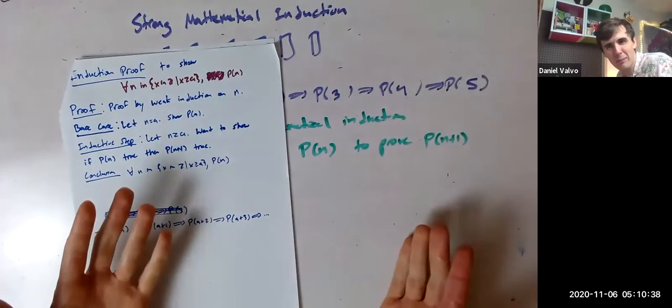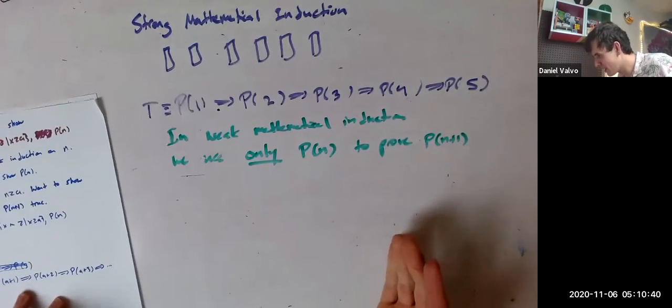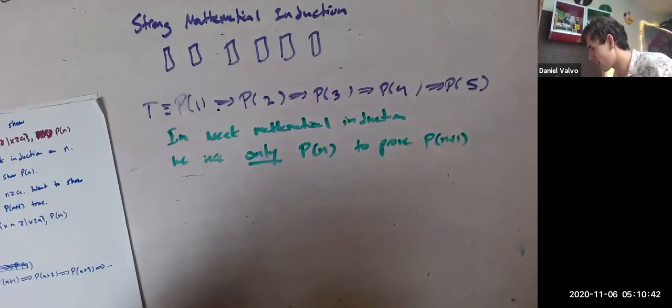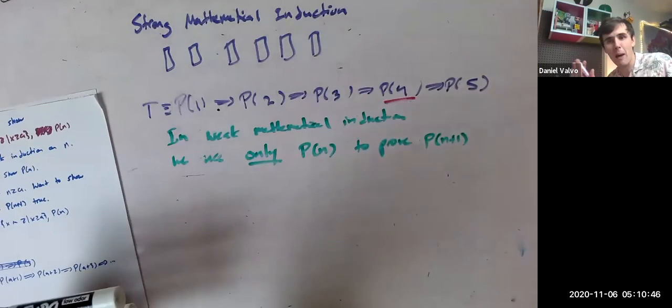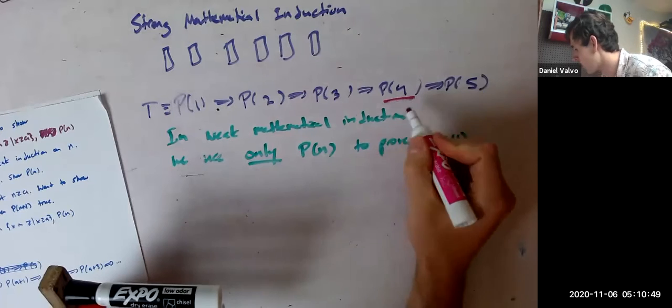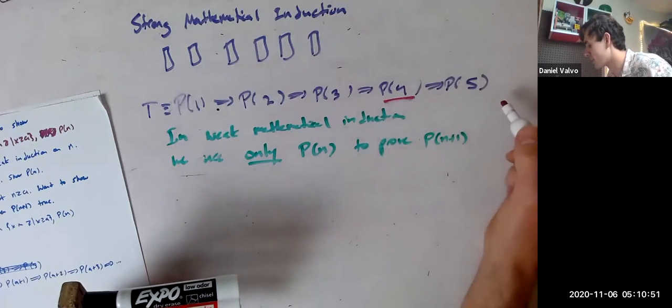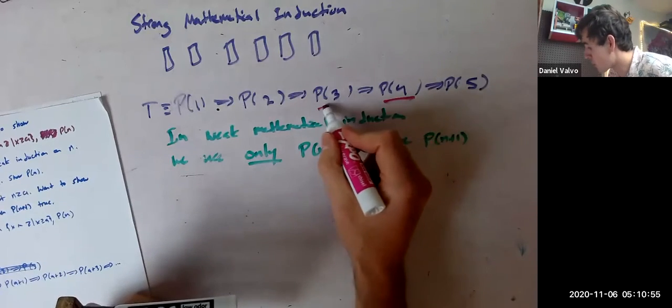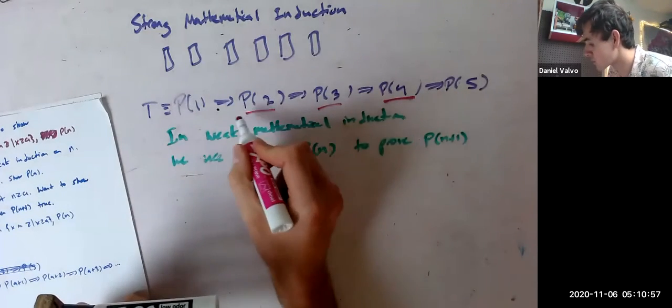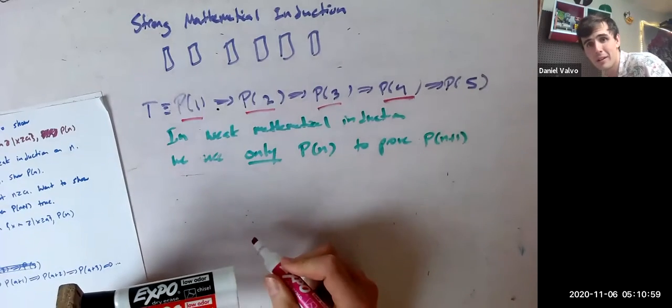But here's the really weird thing about this. If we're imagining the dominoes falling and we got to P of 4, and we're trying to prove P of 5, we don't only know P of 4 is true, we also know P of 3 is true, we also know P of 2 is true, we also know P of 1 is true.